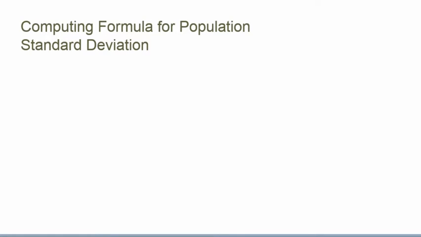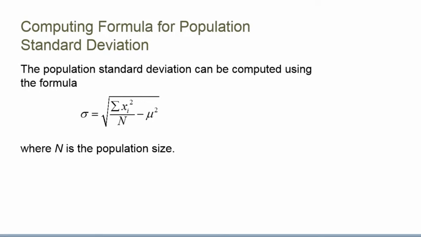Computing formula for population standard deviation. The population standard deviation can be computed using the formula sigma equals the square root of the sum of x sub i squared divided by n minus the mean squared, where n is the population size. This is just another way to calculate your standard deviation for your population. Either formula will work.